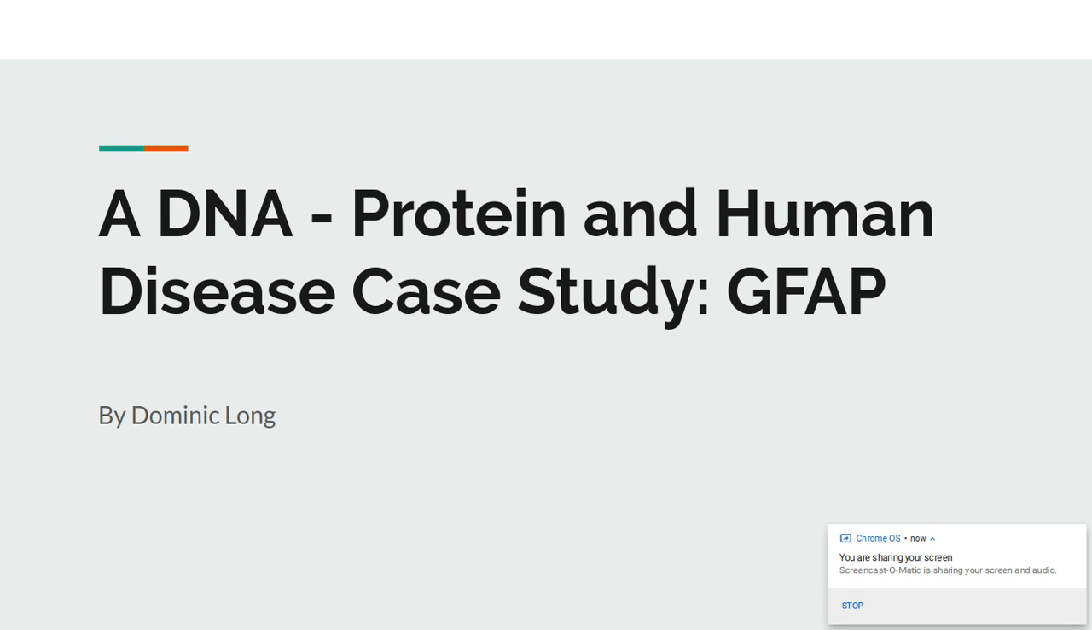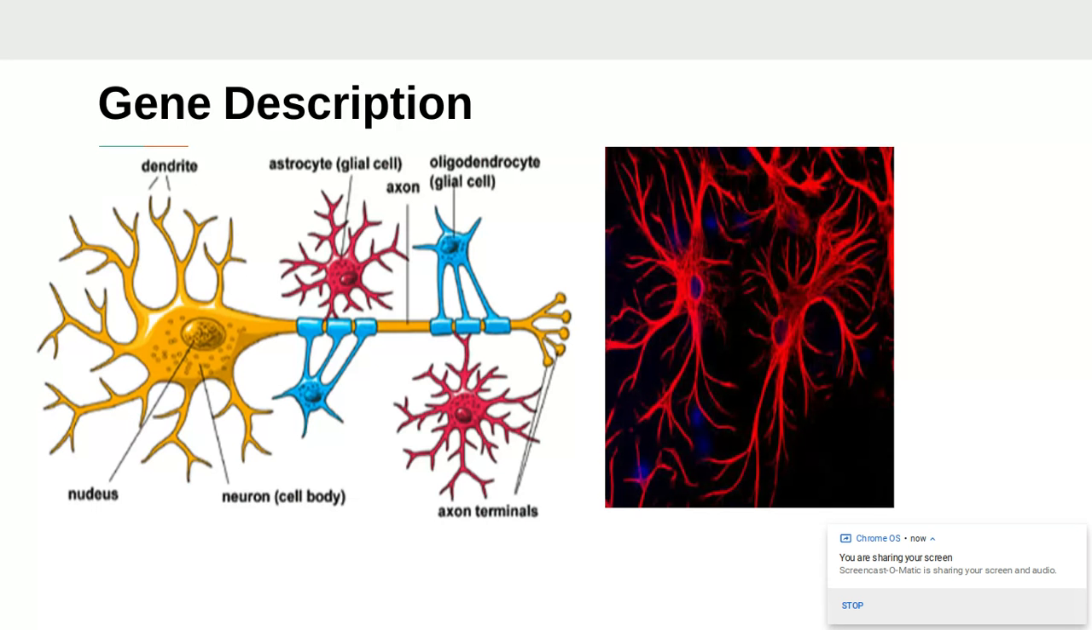My name is Dominic Long, and today I will be talking about a DNA, protein, and human disease case study, and we'll be looking at the gene specifically GFAP. GFAP's technical name is glial fibrillary acidic protein, but it's abbreviated GFAP for short. It is a protein that's inside of a cell. It's present in cardiovascular diseases, and it makes up certain plasma proteins.